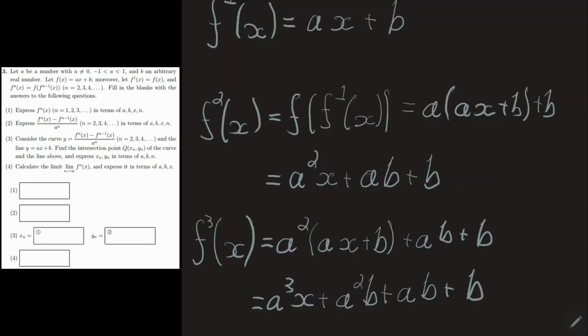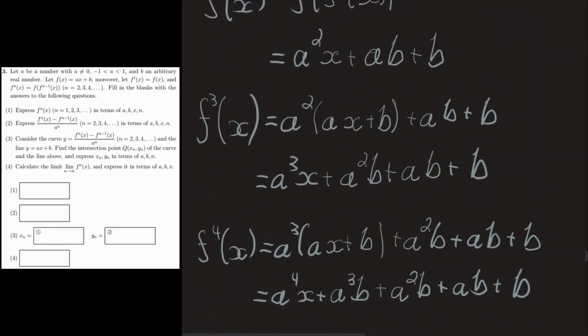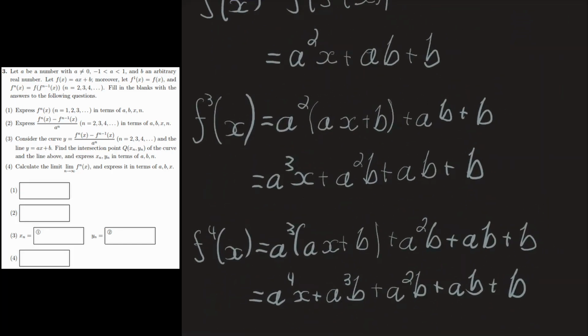So perhaps you can already see the pattern here, but just in case, let's check f4 of x as well. So after, once again plugging in and expanding the same way as before, we see that it equals a to the power of 4 times x plus a cubed b plus a squared b plus ab plus b. So hopefully you can see the pattern here. So this first term with x is just a to the power of n multiplied by x. And then the rest of these terms are just that geometric series that I talked about earlier.